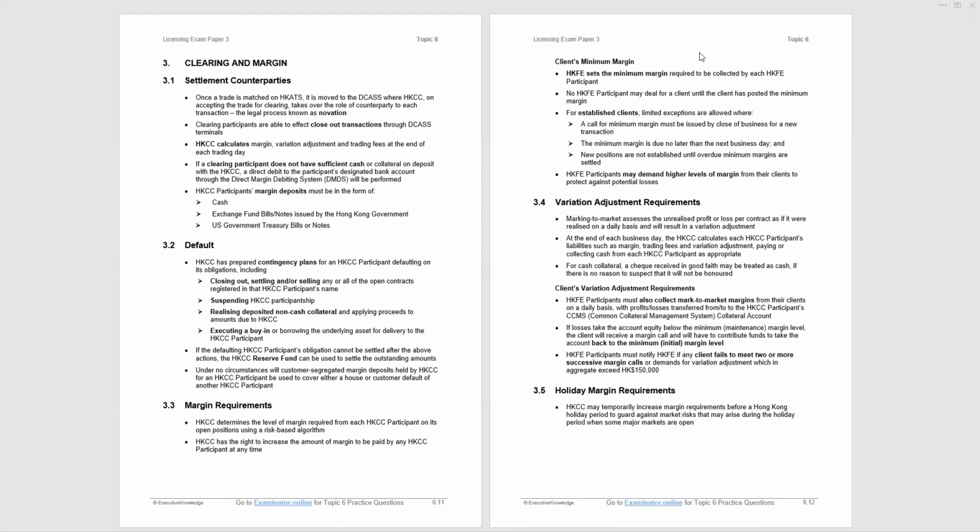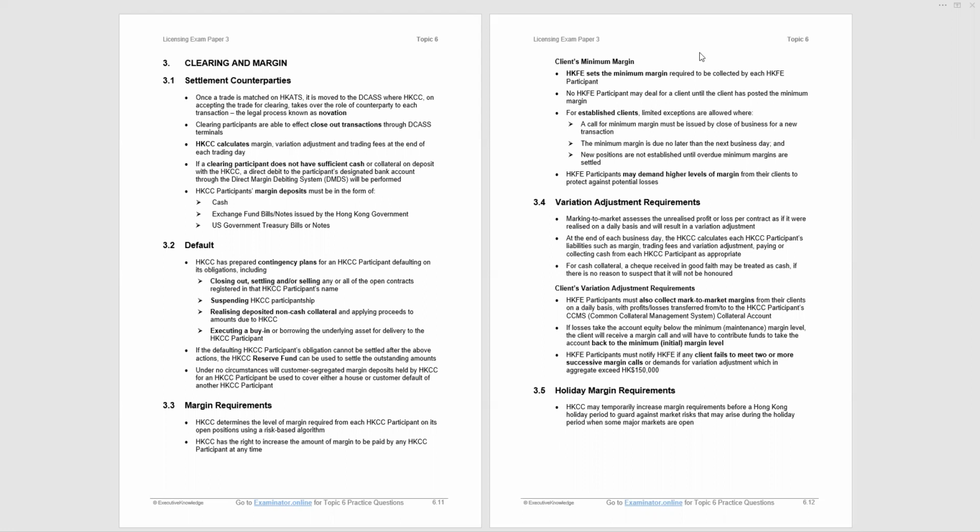Now, if we have default, moving on to 3.2, the clearing house has got contingency plans if a clearing participant defaults on its obligations. And what are those plans? First of all, they can close out, settle and or sell all of the contracts registered in that clearing participant's name, suspend the clearer's participantship so they cannot continue, realize deposited non-cash collateral, sell it off and apply the cash proceeds to the amounts due to the clearinghouse, and execute a buy-in or borrowing the underlying asset for delivery to the participant.